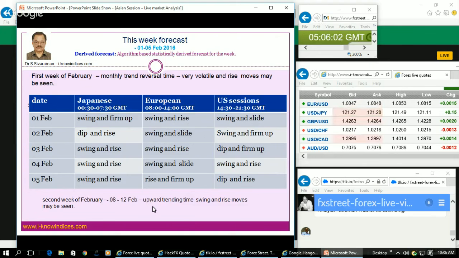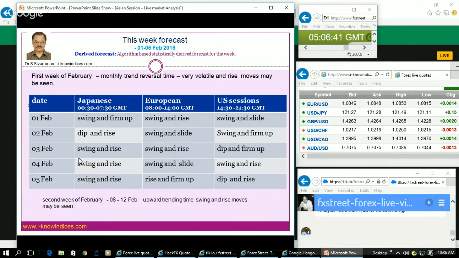Now coming to the forecast for this particular week. Today, 1st of February, during the Japanese session, they are expected to make the swing and move and continue to rise during the European session. And then when people think that the going is good, they will make a sudden drop during the US session. Then tomorrow, during the Japanese session, they will make a dip at the start and then rise, and again slide during the European session and slowly firm up during the US session.